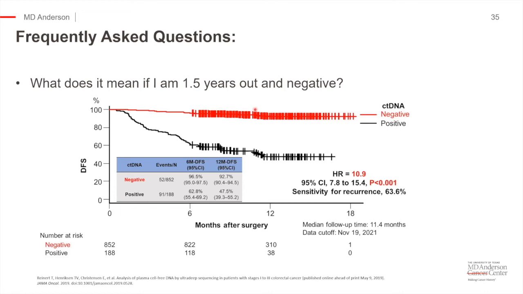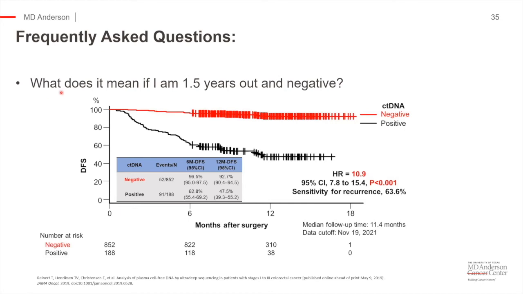And so I think the short answer is we don't quite know yet. What we'd like to have is these conditional curves, right? Given that I'm 1.5 years out and I'm negative, what is my outcome moving forward, right? And a lot of the data that we have is really based on from that initial time point.